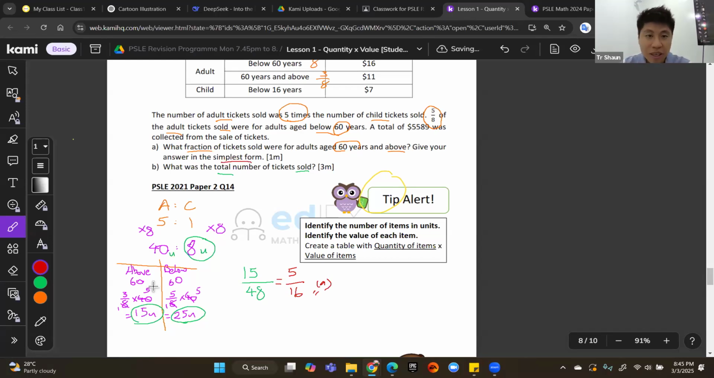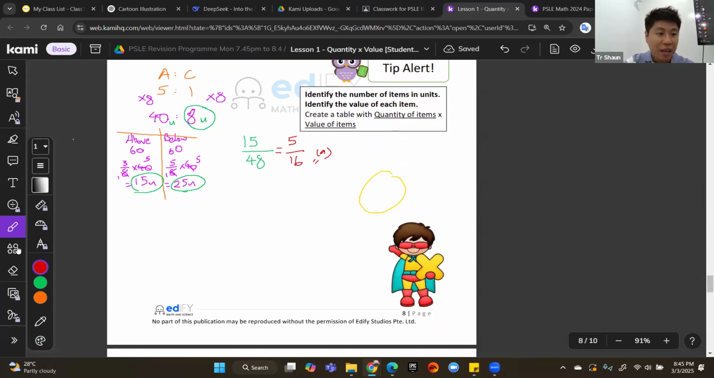Okay. Thank you, Keegan. How about for B? What's the very important number that I haven't circled yet? Remember I told you, problem sums sometimes have a very important number. 5589. Okay, so 5589 is the very important number. We are going to find out how many units is 5589.